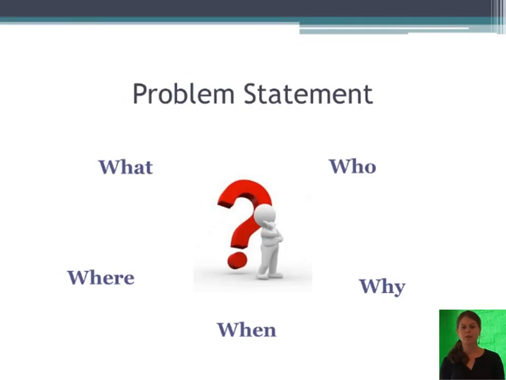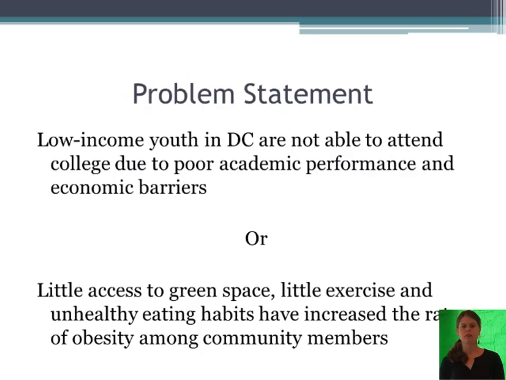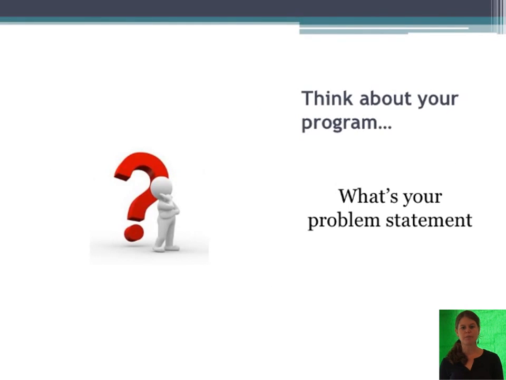The problem statement is the who, what, where, when, and why of the situation that you're dealing with. So for instance, low-income youth in DC are not able to attend college due to poor academic performance and economic barriers. Or, little access to green space, little exercise, and unhealthy eating habits have increased the rates of obesity among community members. So let's think about a real program.